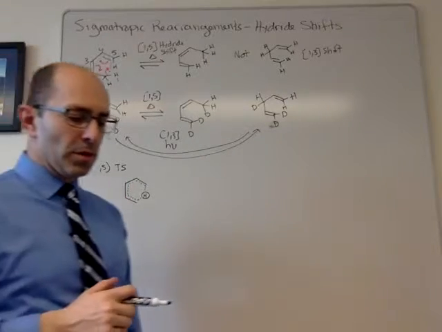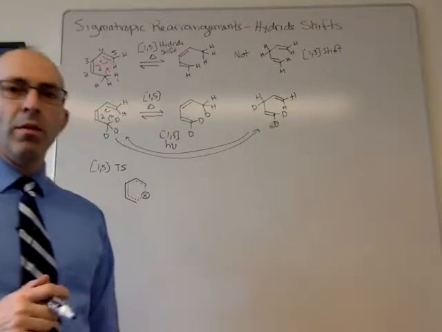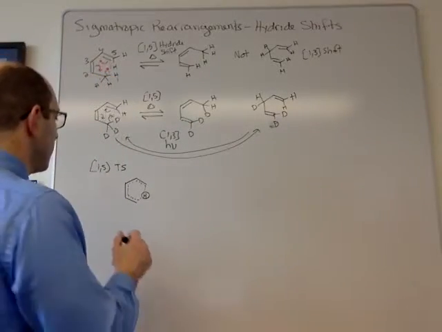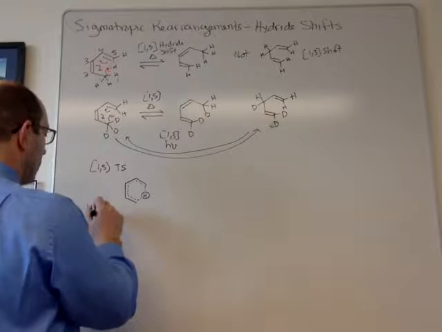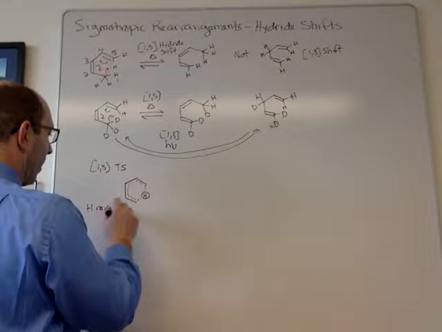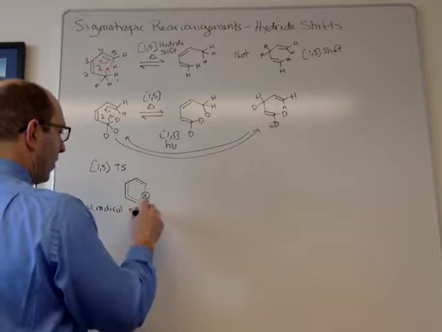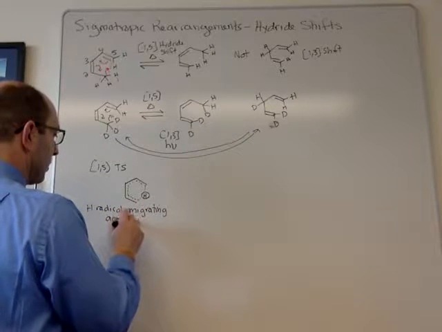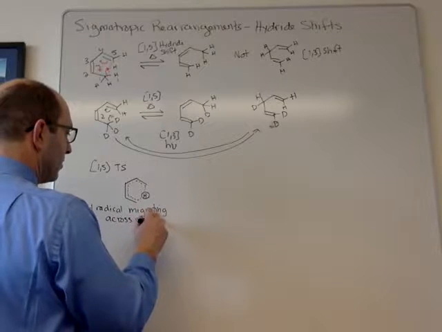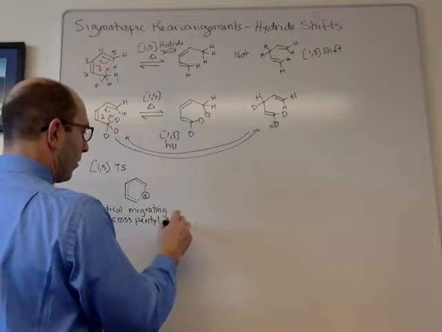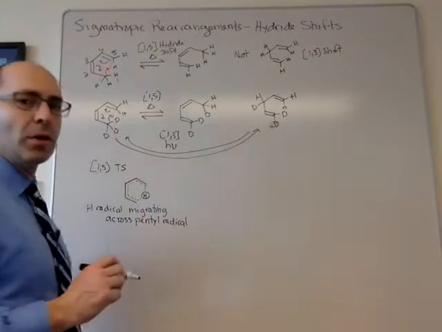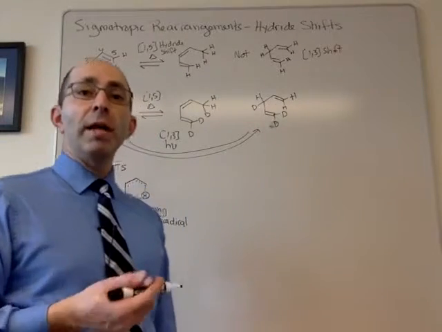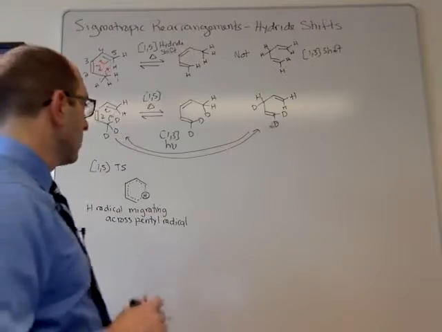that 5 carbon system. And so the way that we think about this and the way that we're going to be able to look at the molecular orbital picture is if we imagine an H radical migrating across a pentyl radical. All right, so when we look at the molecular orbital picture for that, we're going to have to draw out the 5-carbon pentyl system and then see what the molecular orbitals look like.